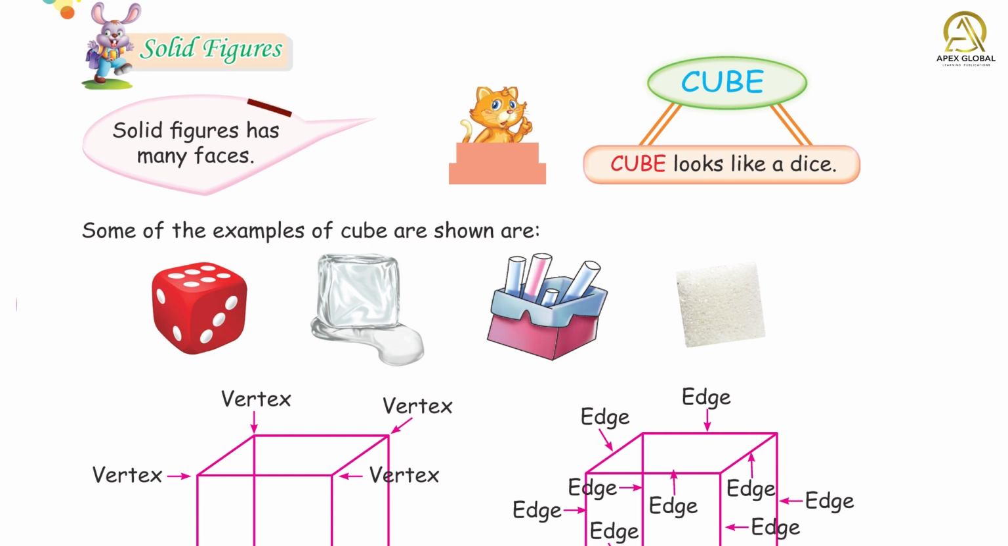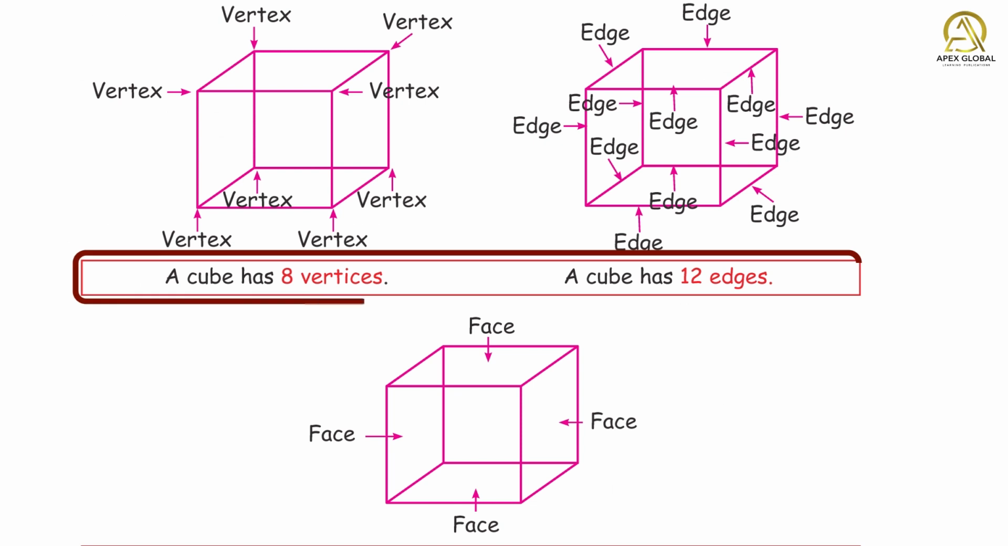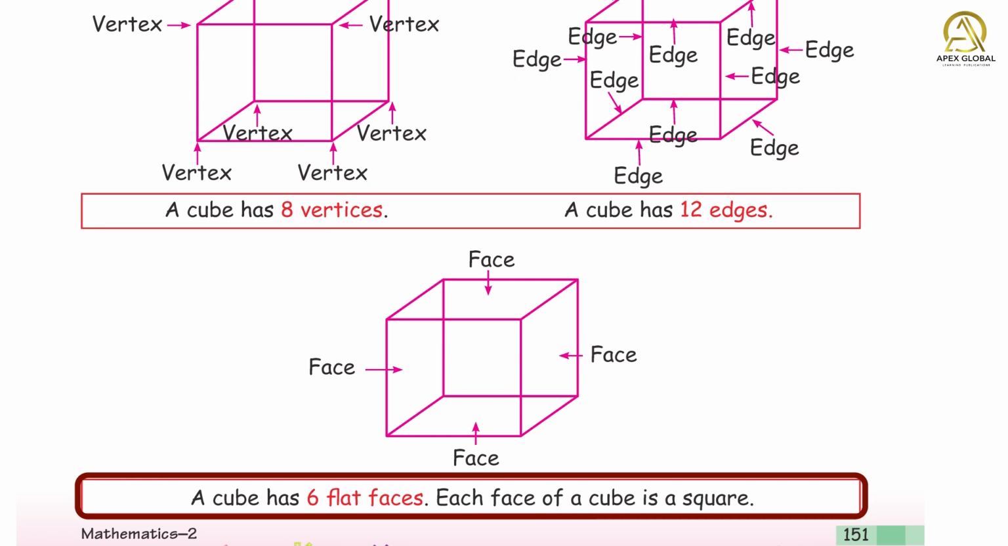Solid figures. Solid figures have many faces. Cube. A cube looks like a dice. Some examples of a cube are shown. A cube has 8 vertices. A cube has 12 edges. A cube has 6 flat faces. Each face of a cube is a square.